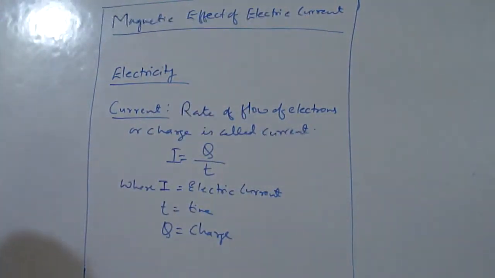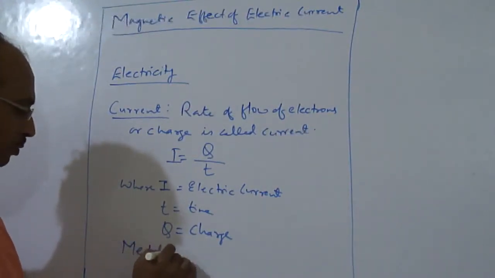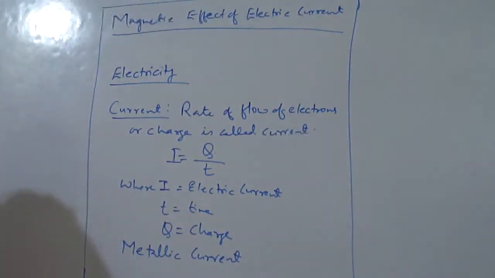So we are talking about metallic current now, not electrolytic current. Metallic current, correct? Yes, sir. Metallic current means current in a metal. And a metal consists of an infinite number of free electrons. Only when these free electrons are moving do they constitute current. Correct? Okay. So that is metallic current.